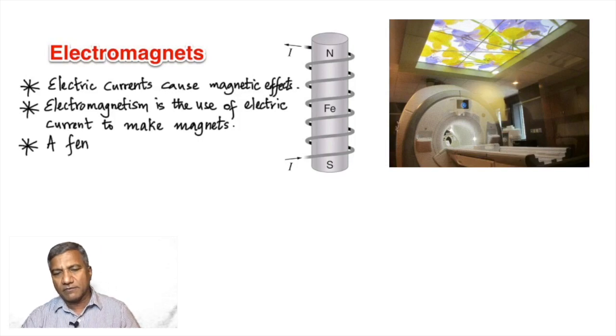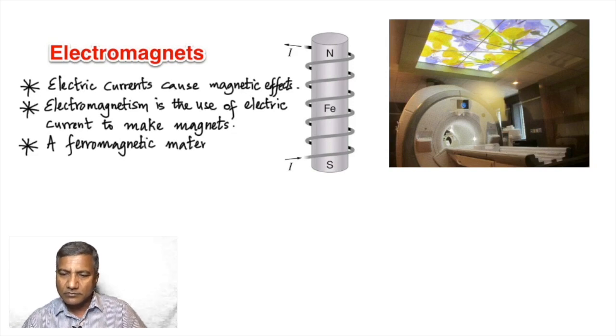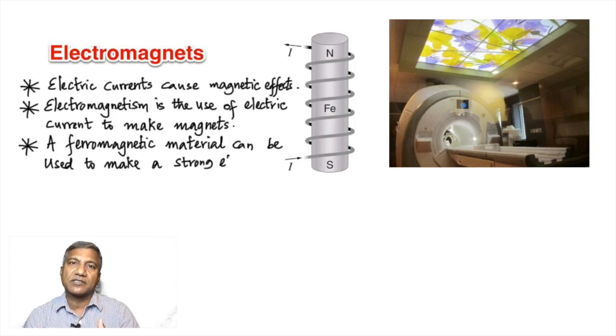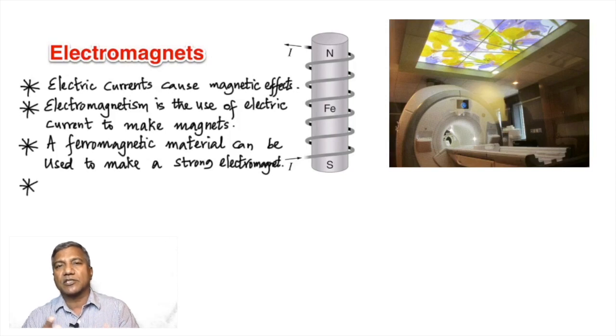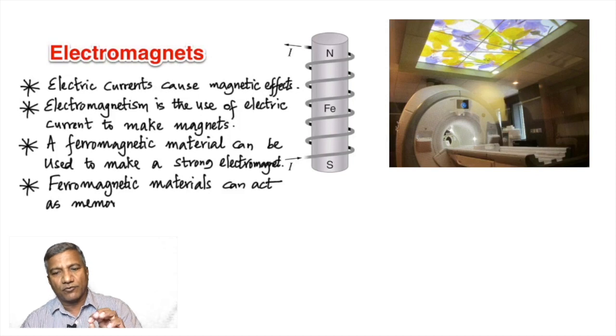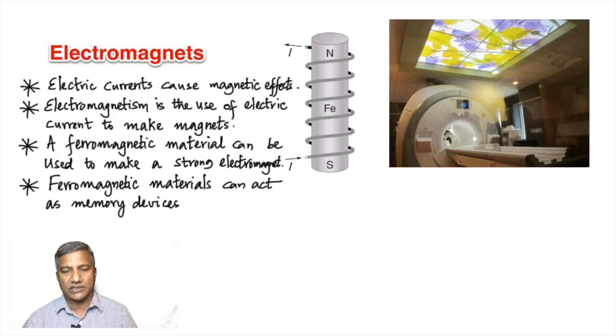All right, and then a ferromagnetic material can be used to make a strong magnet, because the strength of the magnetism depends on the strength of the current. But there are limits to this, limited by the resistance and so on. But a stronger current produces a stronger magnet. So you can use ferromagnetic materials to produce very strong electromagnets. And like I said, ferromagnetic materials can act as memory devices. So that's something that we have to know about electromagnets.